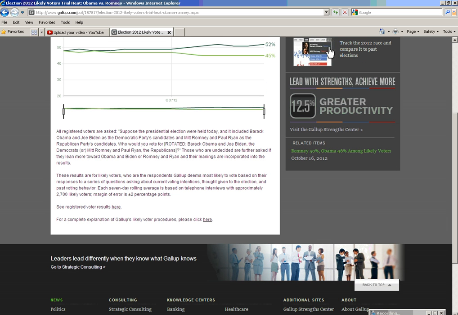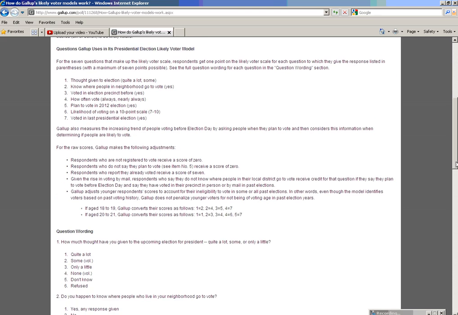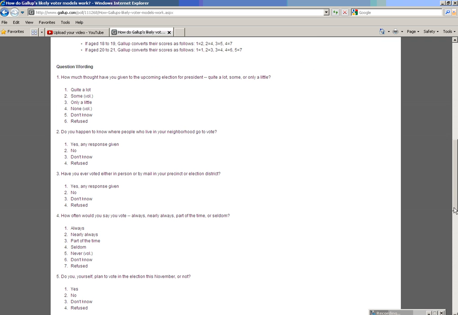For a complete explanation of Gallup's likely voter procedures, we can see the number of voters, 2,700 likely voters, margin of error plus or minus 2 points. If we click there, we can see the actual questions that Gallup uses to determine whether somebody is a likely voter.